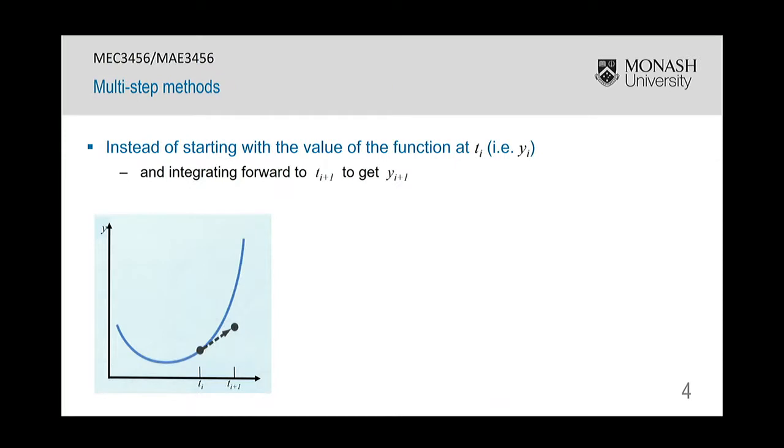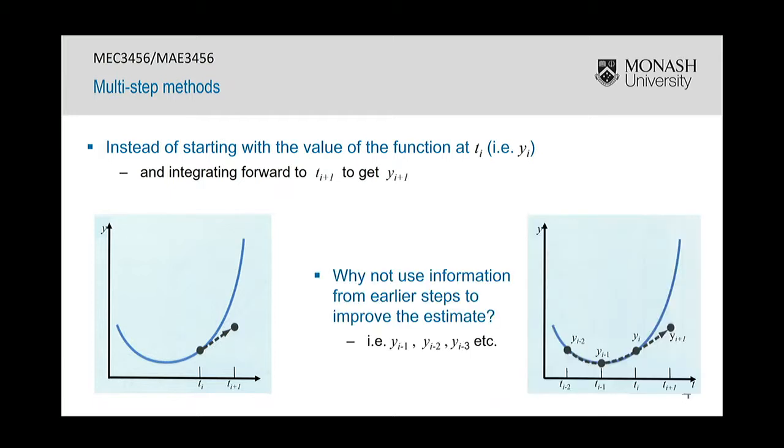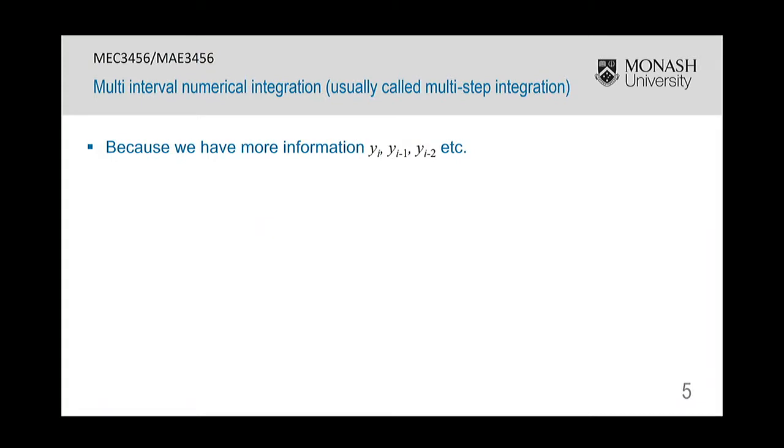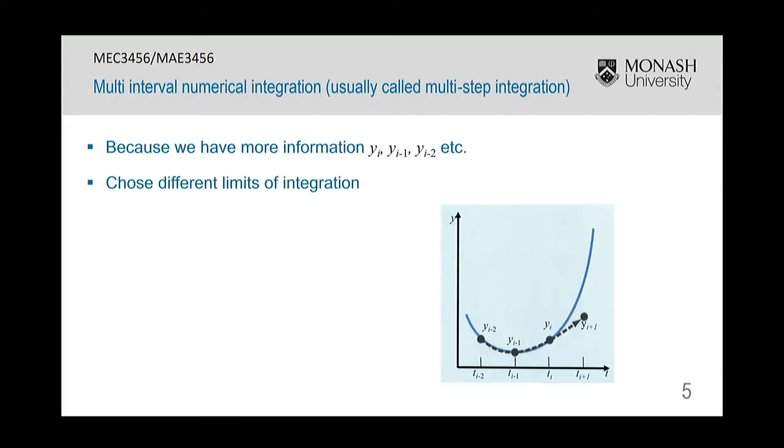Multi-step methods take a different approach. Instead of starting with the value of the function at t_i, in other words that's y_i, and integrating forward to t_{i+1} to get y_{i+1}, why not use information from earlier steps to improve our estimates? So for example, we could use values at y_{i-1}, y_{i-2}, etc. That's going to give us extra information. It might give us extra accuracy. Now, because we have more information, if we're going to use more points, we need to choose different limits of integration.